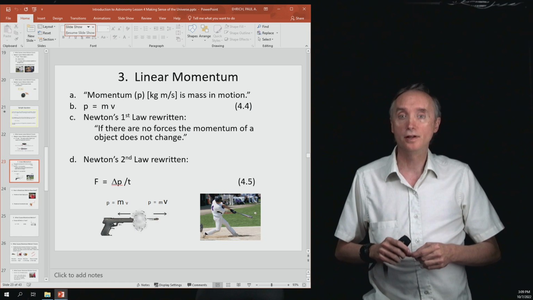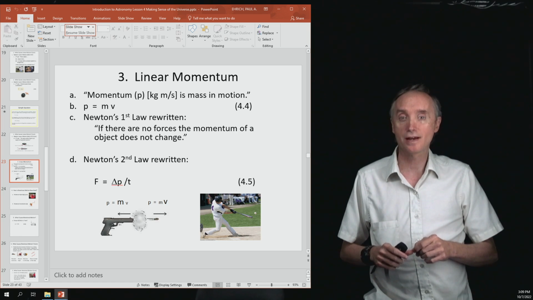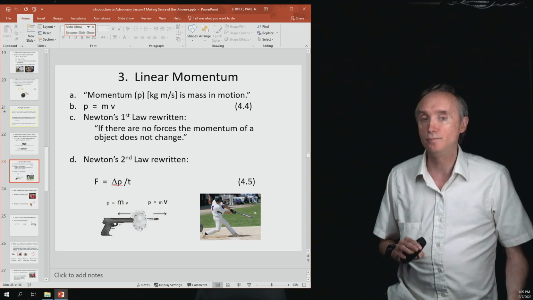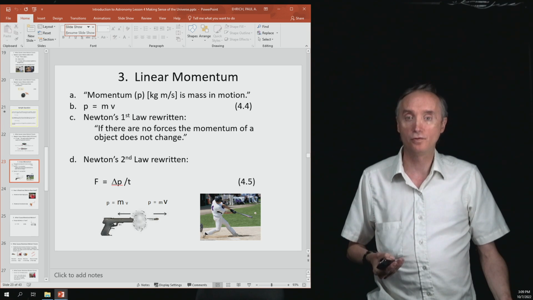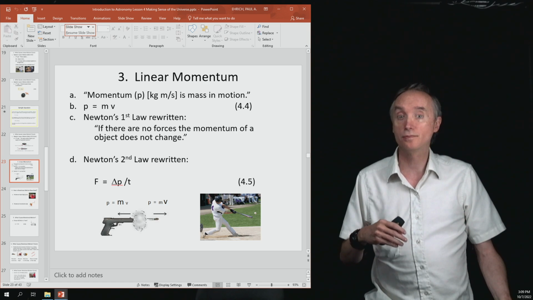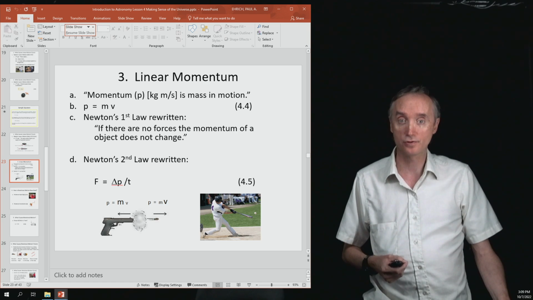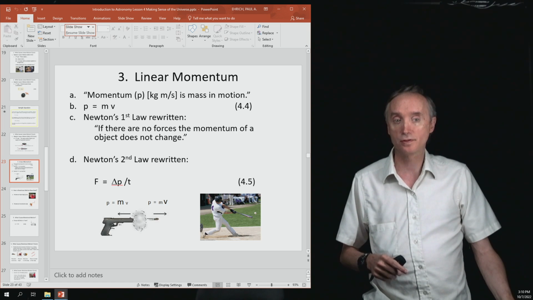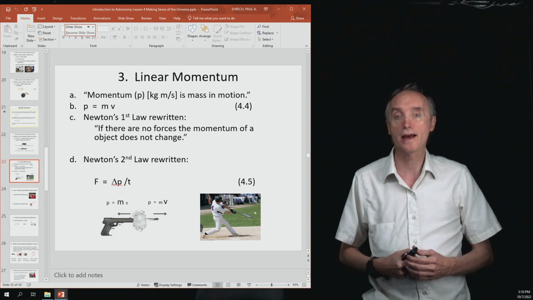Now let's look at Newton's second law of motion. Newton's second law of motion means if there is a force acting on the system, then the system is going to change. That formula says a force changes the momentum of a system per unit time. So it's the change in momentum divided by the amount of time it took for it to happen.